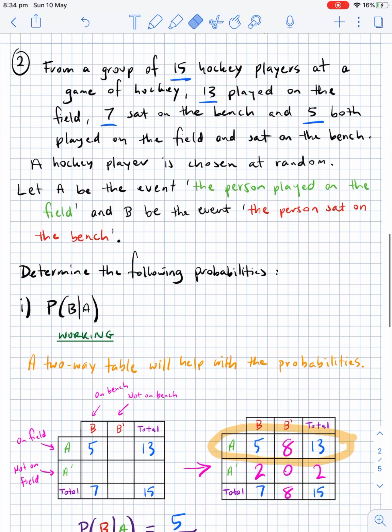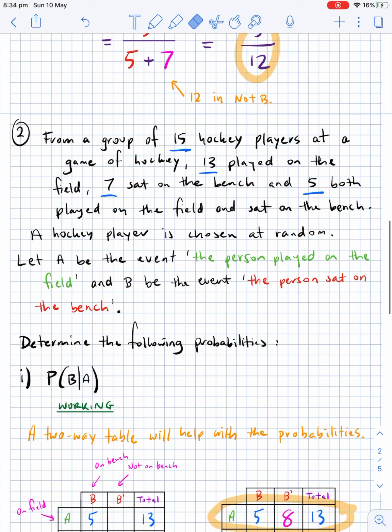Okay, question 2, a bit of a wordy question. From a group of 15 hockey players at a game of hockey, 13 players played on the field, 7 sat on the bench, and 5 both played on the field and also sat on the bench. And we're selecting a hockey player at random. So a hockey player is chosen at random.